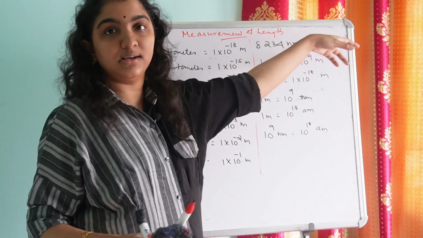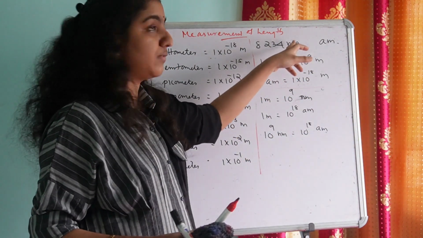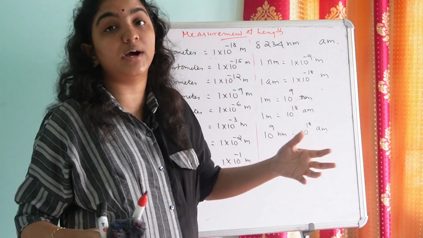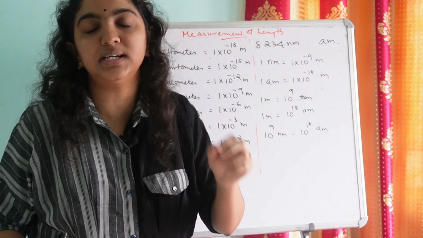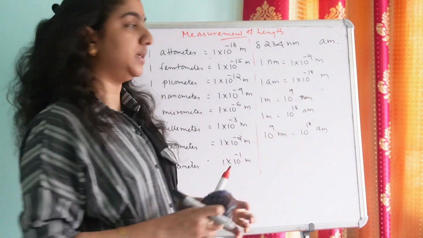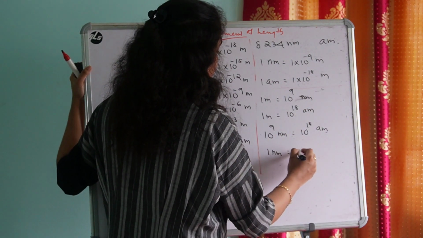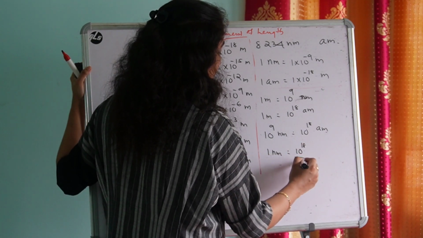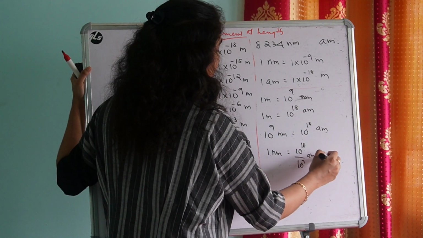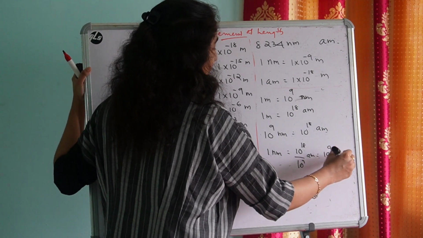Suppose the value is given in attometer and you are asked to find it in nanometer, then you have to find what 1 attometer is equal to in nanometers. Is it clear? So 1 nanometer is equal to 10 power 18 divided by 10 power 9 attometer, that is it becomes 10 power 9 attometer.